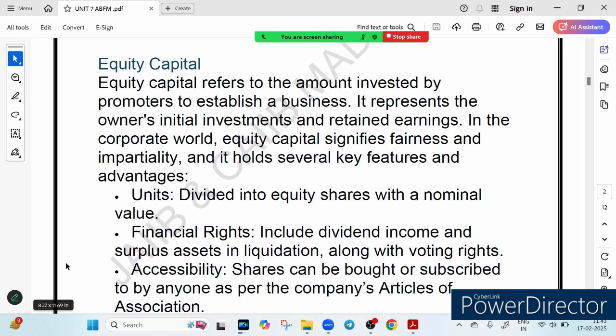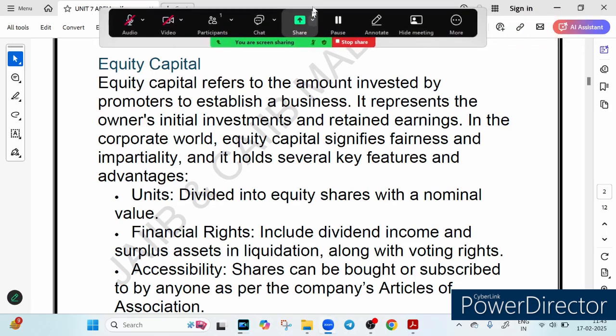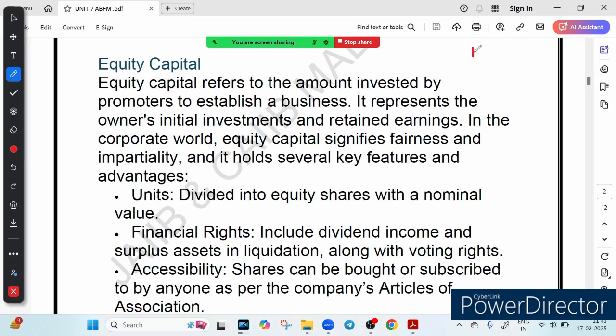Imagine you are starting a business, right? First of all, let me tell you a story to make this equity capital more clear. Suppose you are starting a business, say a food delivery app. You need money to develop the app, hire staff, and market your service. Now where does this money come from?